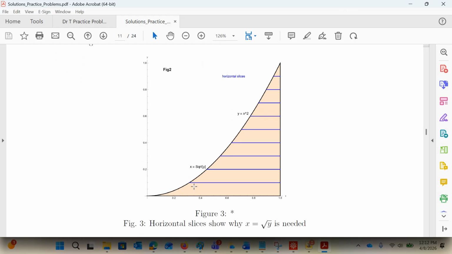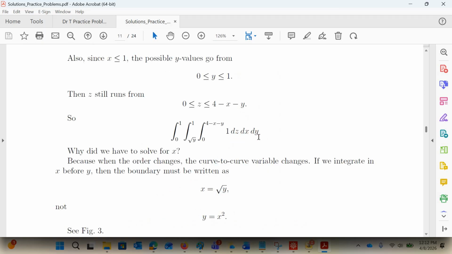That's where x equals 1 and y equals x squared meet. It's at y equals 1. So the picture starts and stops at y equals 0 and y equals 1. So that's my second triple integral. That's all I asked you to do here, because the rest of the math turns out very hectic.